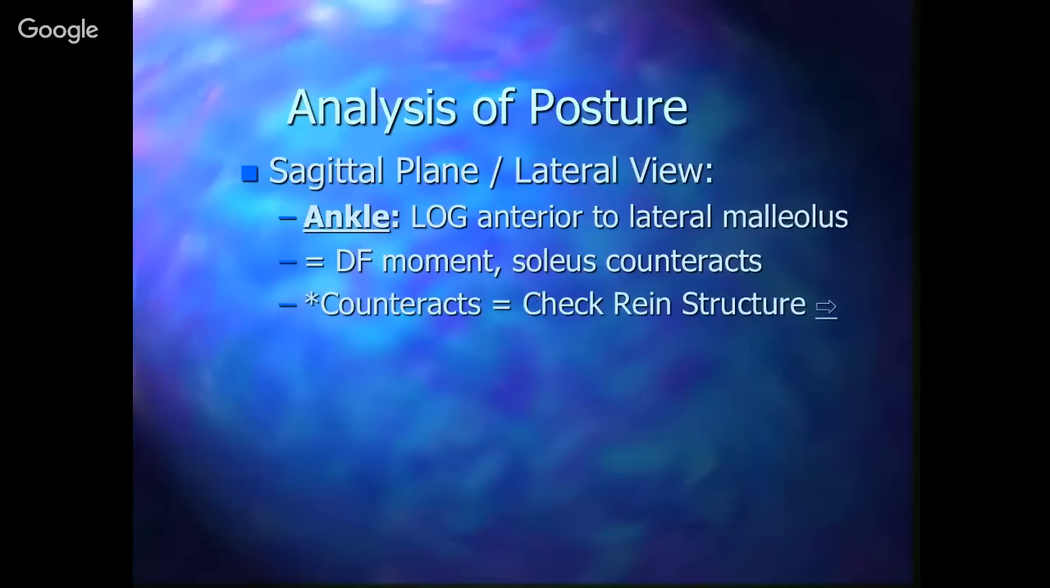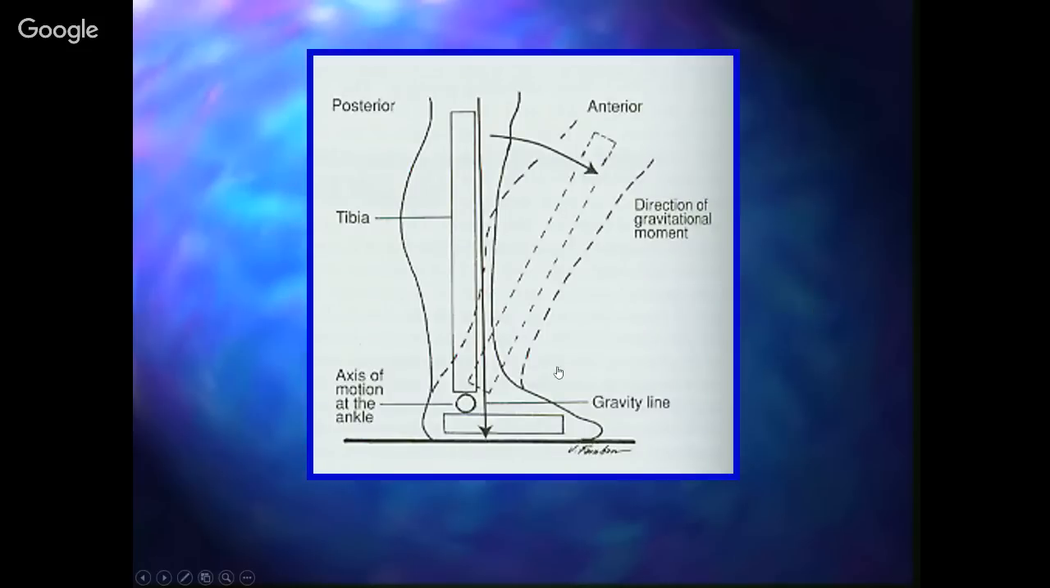Okay? The word counteracting refers to a check rein structure. Check rein capabilities is a stopping structure. Who's stopping it? So when I say soleus counteracts this, soleus is the check rein. It's the muscle that's stopping the dorsiflexion moment. So here it is in a schematic showing that, again, there's a dorsiflexion moment.